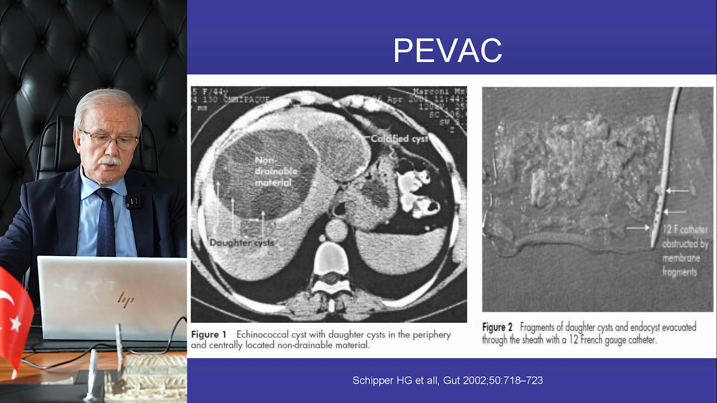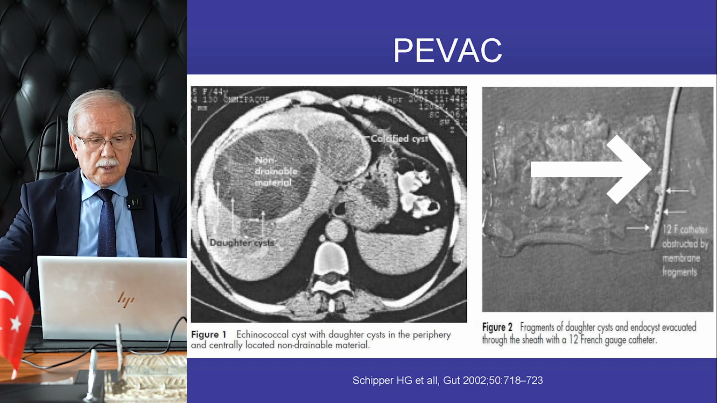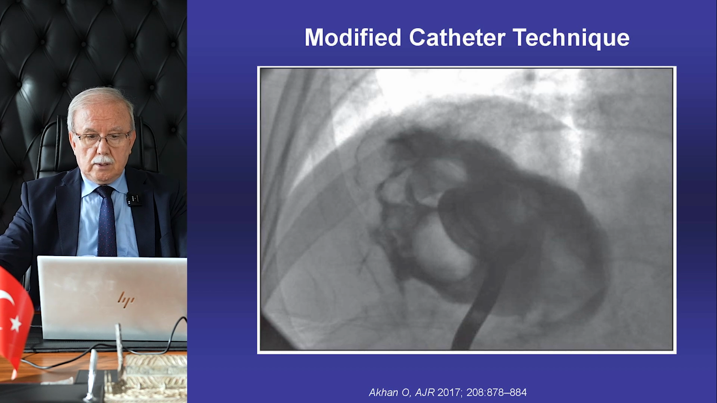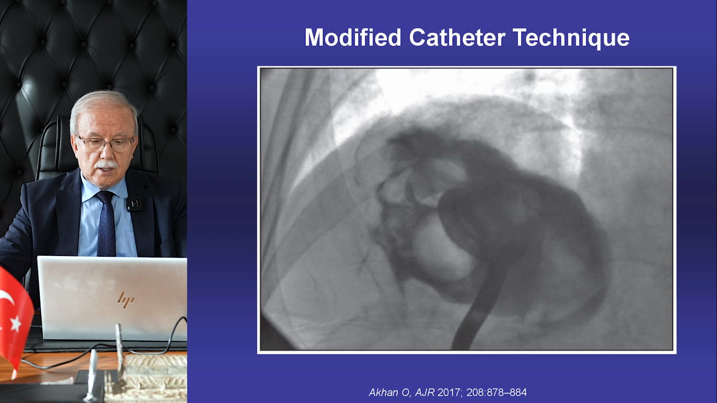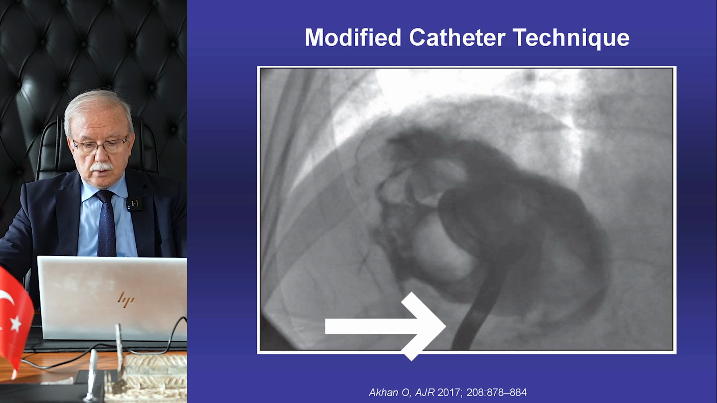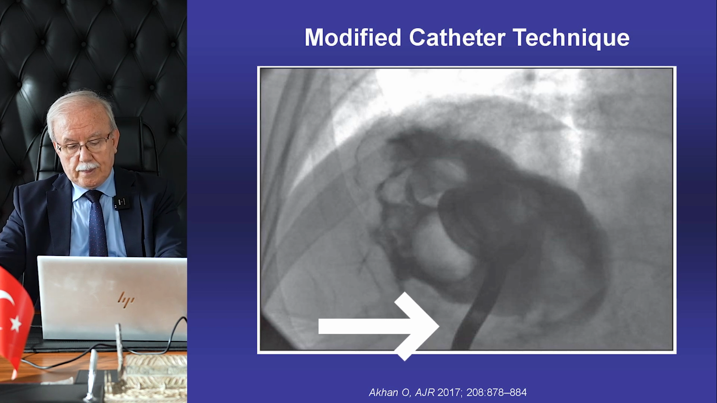In PEVAC, a large bore catheter is also used in the hydatid cyst, as you see here. In the MoCAT technique, the modified catheter technique, they also use a large bore catheter in the hydatid cyst until all the inside scolices come out and the cyst is cleaned.